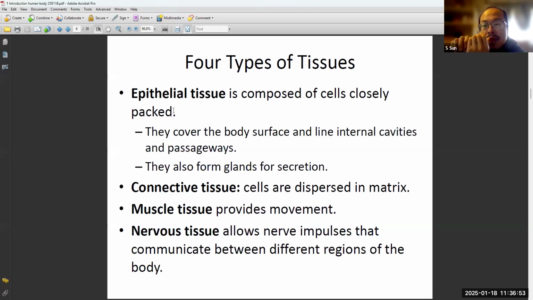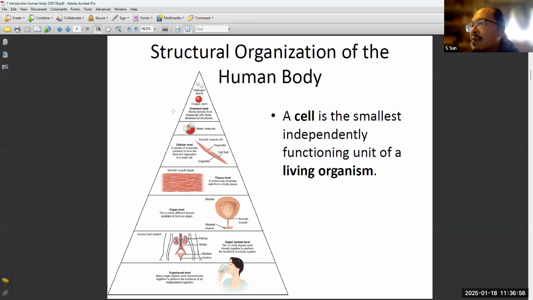For example, when we look at the bladder, the inner layer of the bladder is also packed cells. You may say that muscle is also formed by packed cells. Yes, muscle is also formed by packed cells, but some other tissues do not. Let me think. For the smooth muscle, they are pretty packed. But you need to know that there are three types of muscles: smooth muscle, cardiac muscle, and the skeletal muscle, which is under voluntary control.